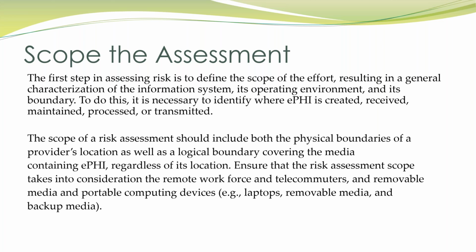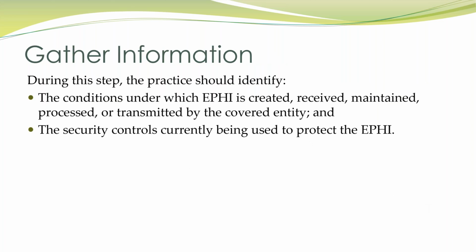Ensure the risk assessment scope takes into consideration any remote and portable devices. If you have any laptops, removable media such as a removable hard drive, where your backup is, any sort of tablet, anything that has access to your system, any device that creates ePHI, you're going to want to list all of that out. That's all within your scope. You're going to identify all of those devices and all the protection on those devices, who has access to those devices, and everything like that. So that's part of gathering information. Once you've determined the entire scope, you're going to gather all of it: how ePHI is created, received, maintained, processed, and transmitted by the provider, and what those security controls are.